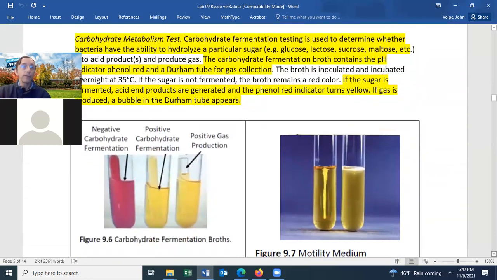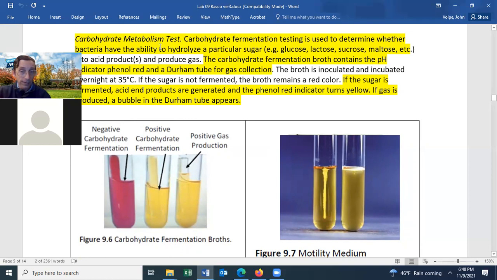All right, the carbohydrate metabolism tube has one sugar in a media that is fermented. The tube is either orange or reddish or even a pink reddish, and then you put the bacteria in it. If the bacteria can ferment that one sugar, it will become acid, and that will change the color to yellow.